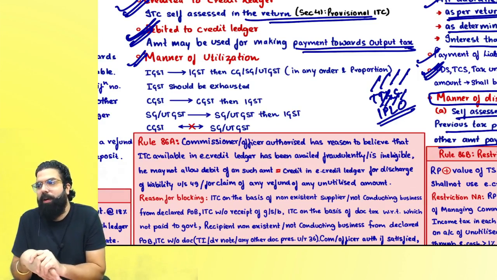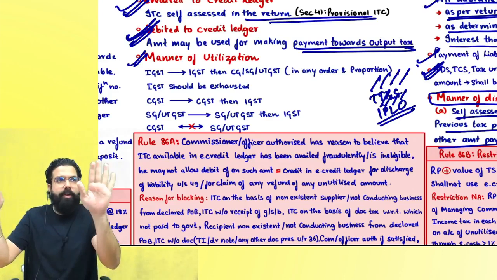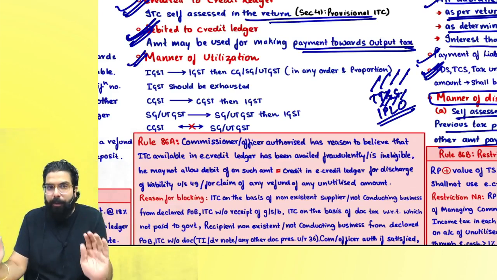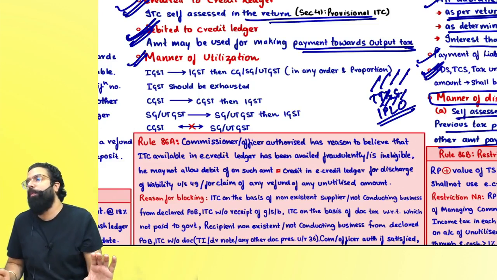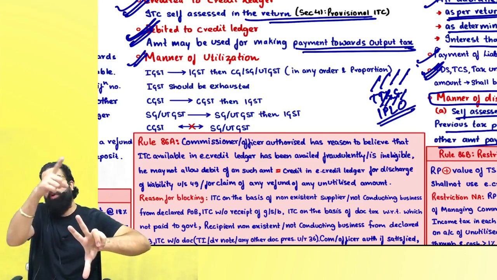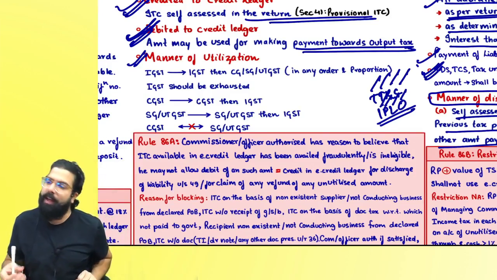Yes or no, everyone? Correct? No. Sir, CGST I use for CGST, then CGST you use for IGST. SGST you picked up at the last, so SGST should be used for SGST and SGST should be used for IGST. So if I ask you IGST ka liability, first through IGST, then through CGST and then through SGST. I hope everyone is clear.